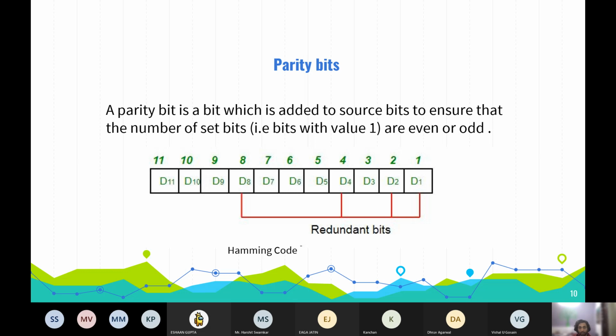Similarly, D2 is the XOR of all the bits which have 1 on the 2nd position. So like this, we can basically decode the whole message by adding 4 parity bits.